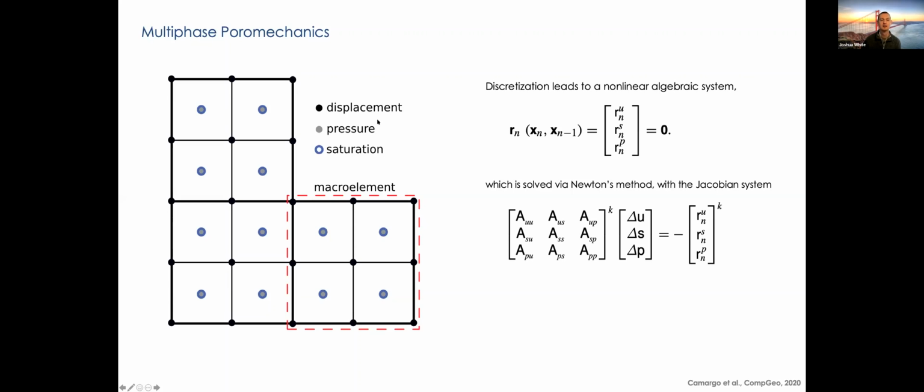Okay, and those consist of 3 residual equations: one for the momentum balance, one for the wetting phase mass balance, and one for the non-wetting phase or the oil mass balance. And so we create a grid. Typically, for the displacement field, we will use a continuous Galerkin finite element method. So we will have displacement degrees of freedom located at the nodes.